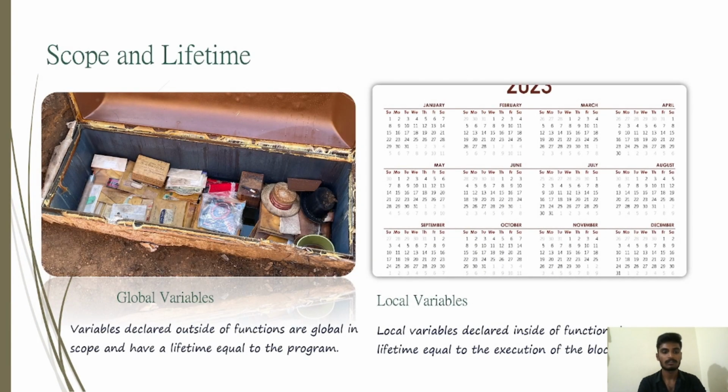Scope and lifetime. Global variables: variables declared outside of functions are global in scope and have a lifetime equal to the program. Local variables: local variables declared inside of functions have a lifetime equal to the execution of the block.